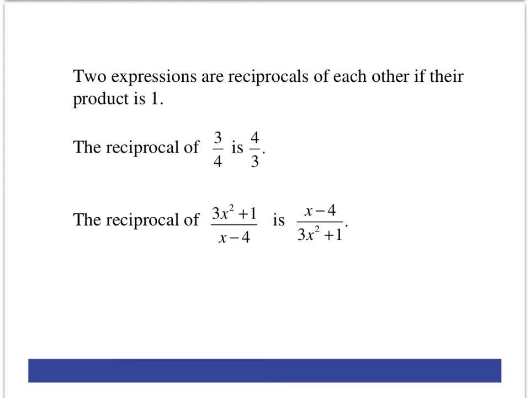Two expressions are reciprocals of each other if their product is 1. So the reciprocal of 3/4 is 4/3. Now if you were to multiply that, and remember you multiply straight across, we would get 12 over 12, and that would simplify to 1. That's why that product works.